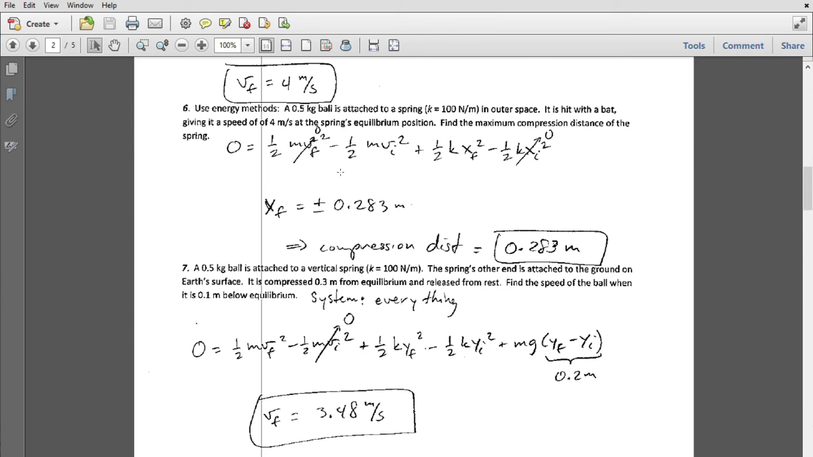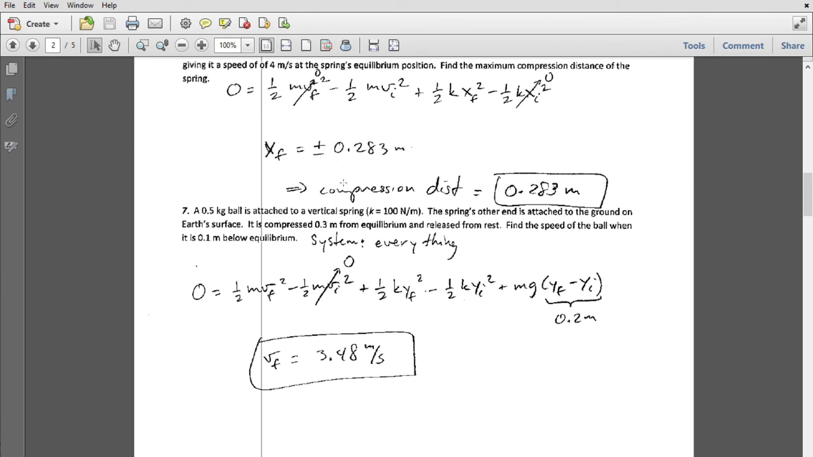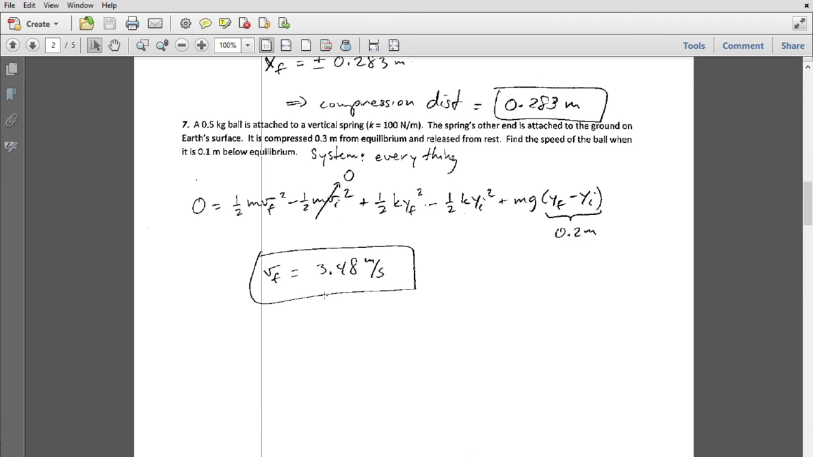When you undo the square, you get a plus or minus, and that means it could have been compressed or stretched, but we know from the statement of the problem that it is compressed. In any case, the magnitude is the same number.